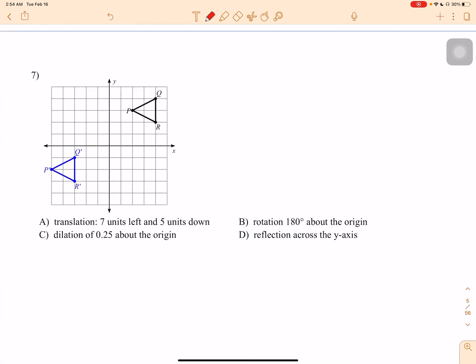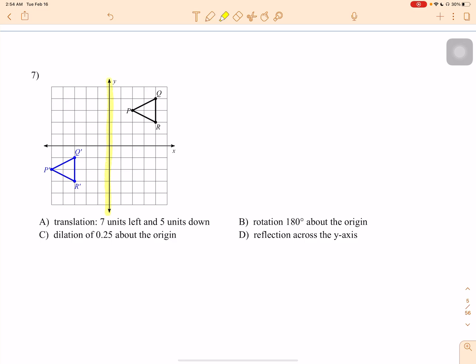Alrighty, so let's look here. I do like to look at my options. So we have translation, rotation, dilation, and reflection. Well, a reflection across the y-axis. Let's look at this here.